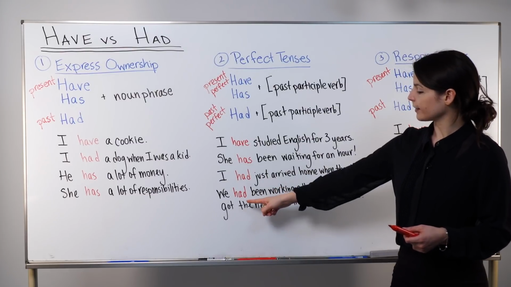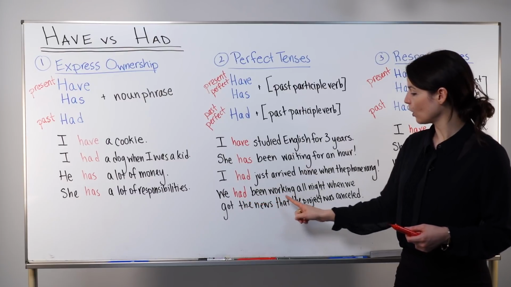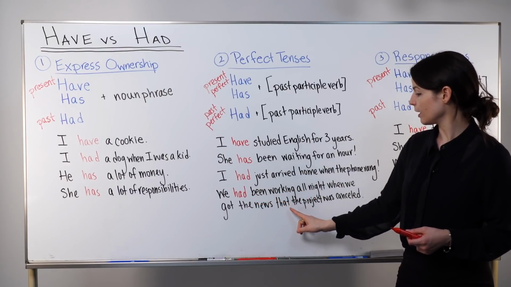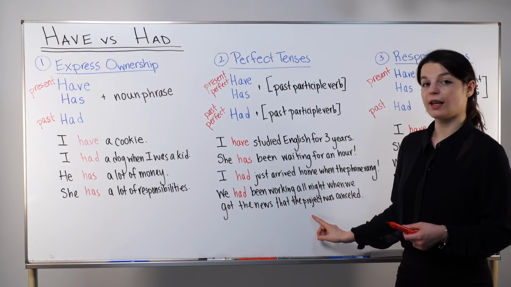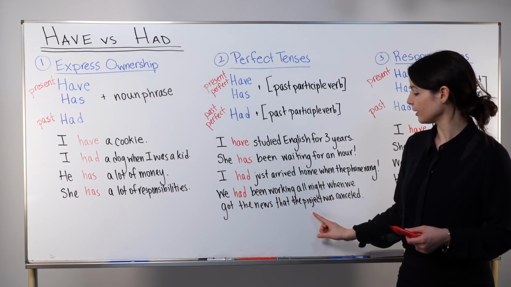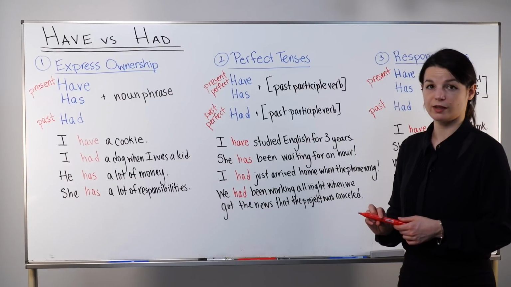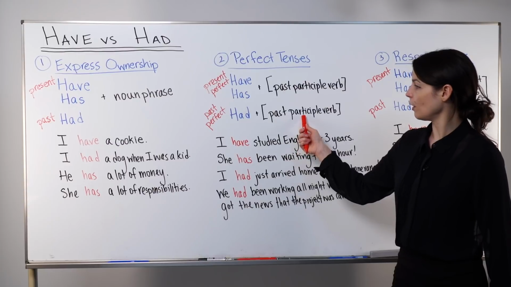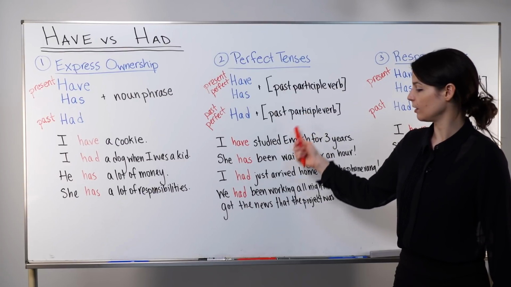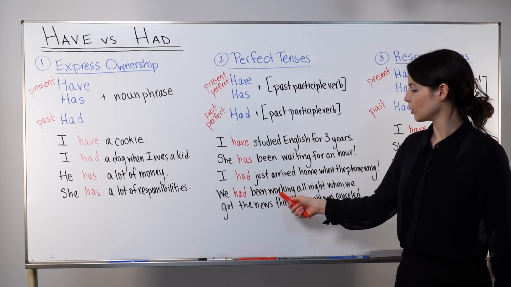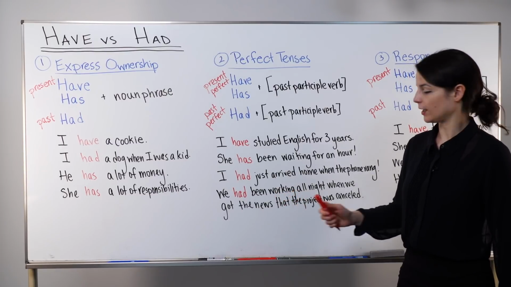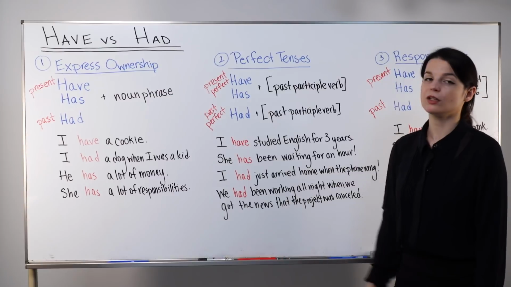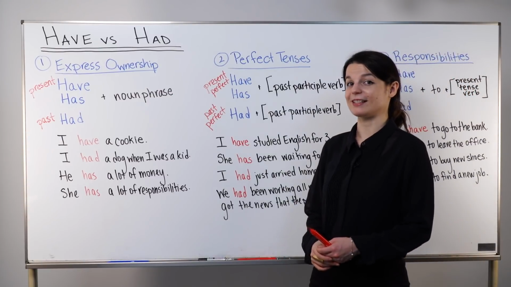Another example: we had been working all night when we got the news that the project was canceled. Again, had comes before my past participle verb, be becomes been. And I'm using another progressive example, an ing example. You'll also notice that with past perfect, we tend to use this when we're telling stories in a sequence.